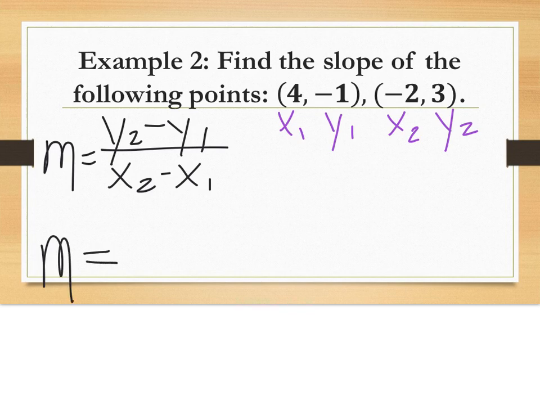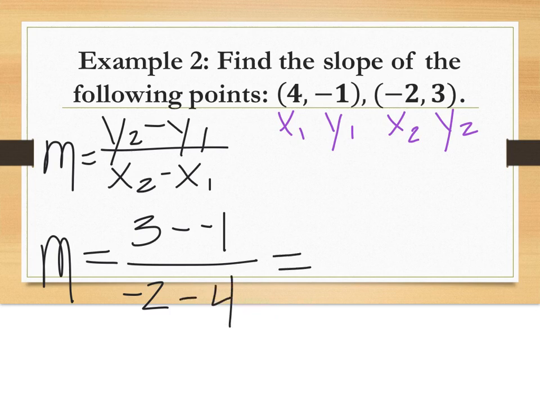So m is equal to, instead of writing y2, I'm going to write the number 3 minus, instead of y1, I'm going to write negative 1. Instead of x2, I'm going to write negative 2 minus, instead of x1, I write 4. And then you actually do the addition or subtraction. 3 minus a negative 1 means I'm really adding. So that gives me a 4 on top. And then negative 2 minus 4 gives me a negative 6.